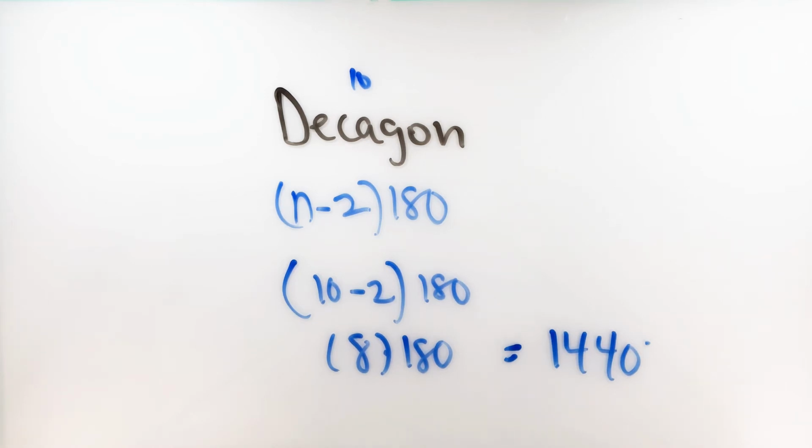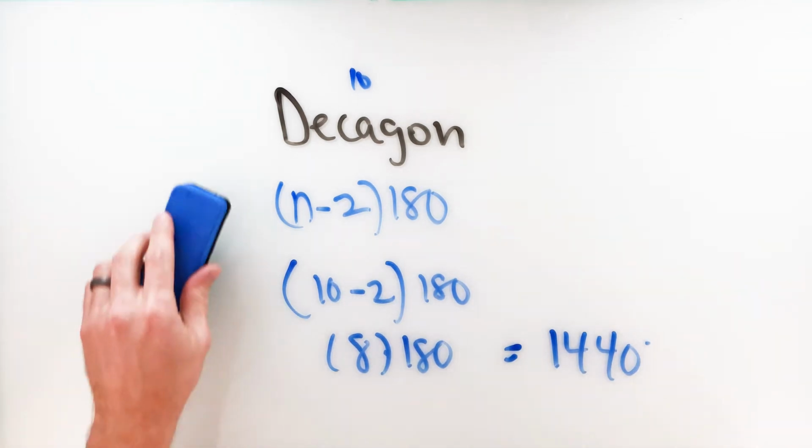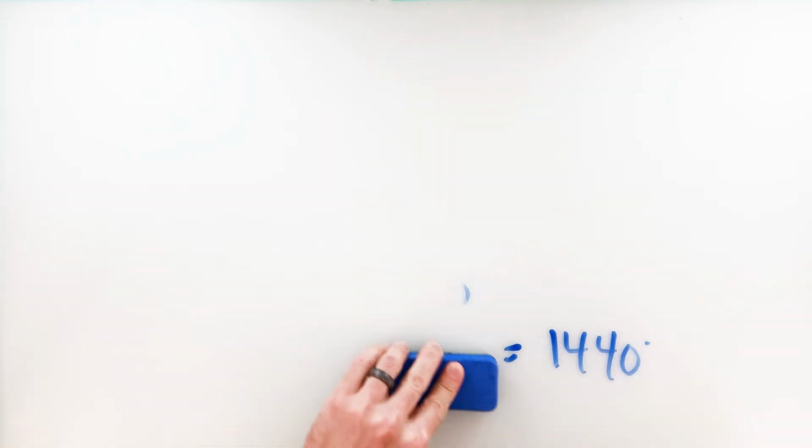Okay, now we can take this one step further if we want to. If we talk about what's called a regular polygon, if you've heard that before, a regular polygon just means that all the sides and angles in that polygon are congruent to one another.